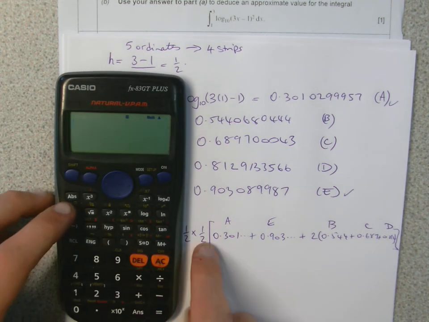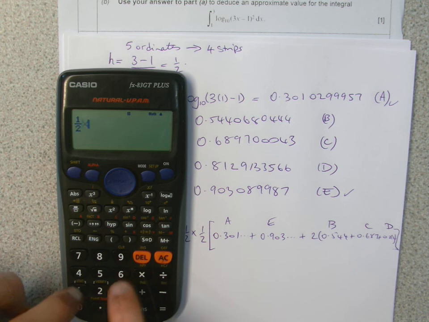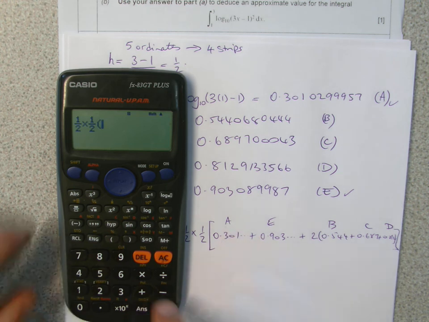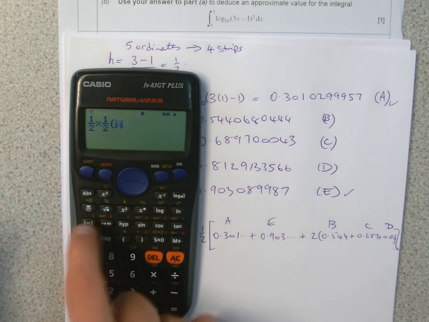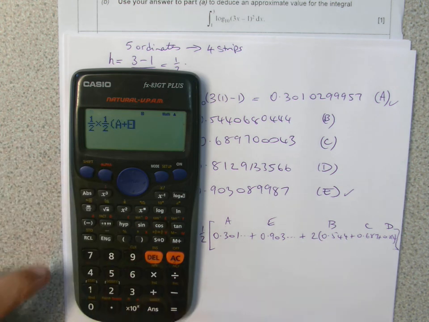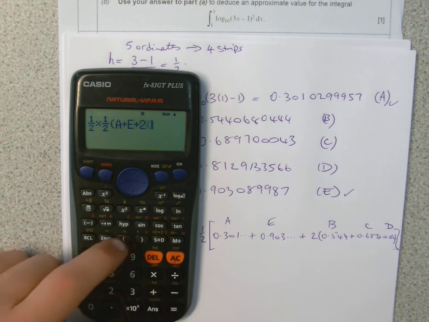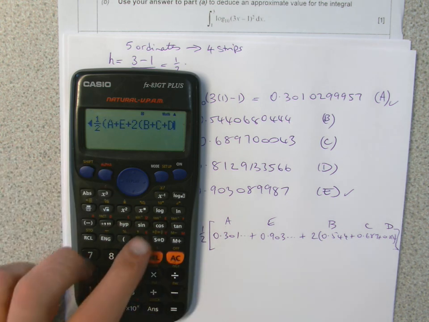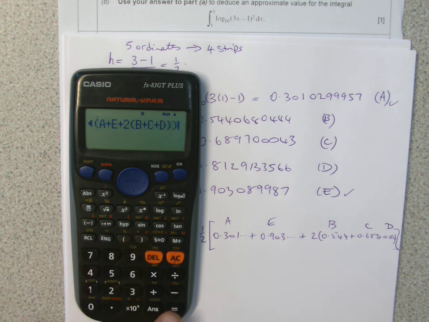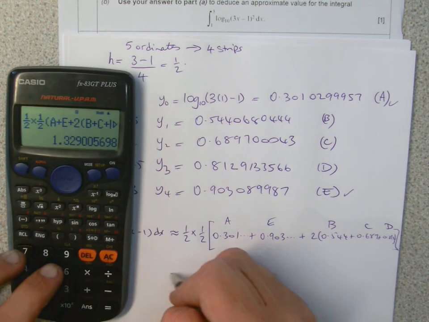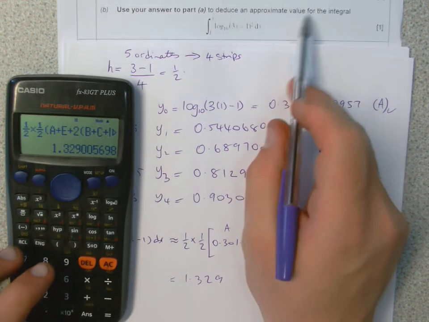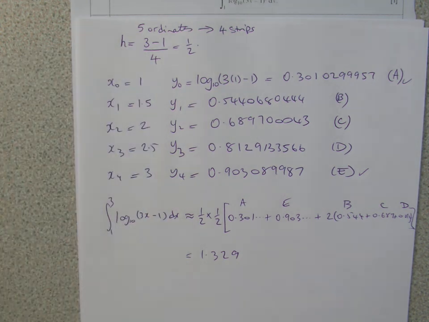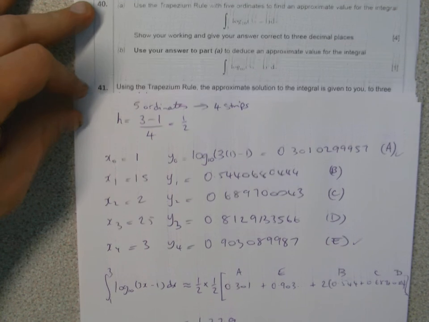So how do I do that? You've got half times half, okay, so fraction, half times fraction again, half, and then you've got a bracket, okay, and then all I need to do is press A plus E. Now to get A back up, A is in red, so I need to press alpha first, A, plus then alpha E, okay, plus then twice then bracket, and then I need to do alpha B plus alpha C plus alpha D, okay, close bracket, and then close bracket again, and then if I press equals, it should give me my answer, and there I've got my answer, so 1.329, and it says 3 decimal places in the question, so that's what I got there, 1.329.